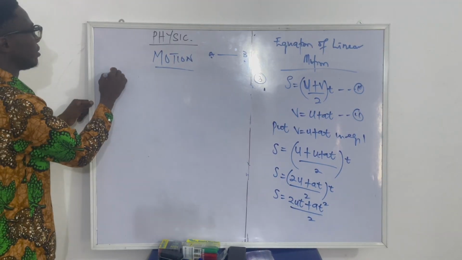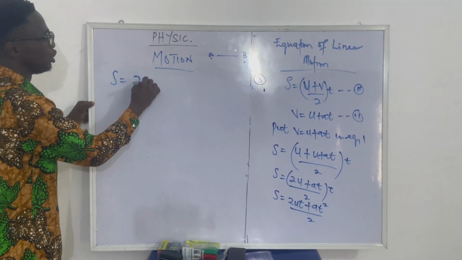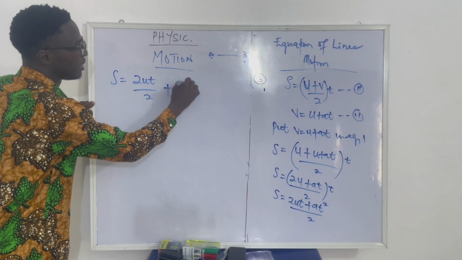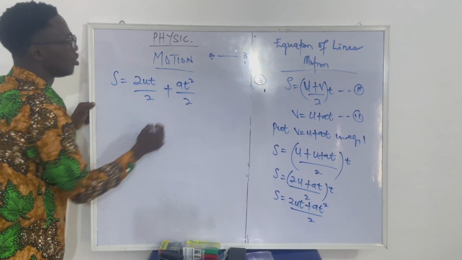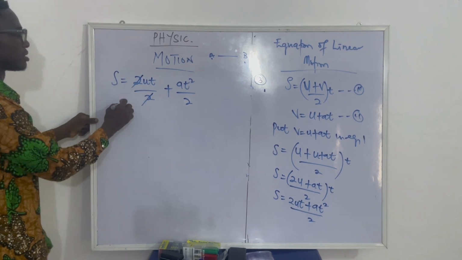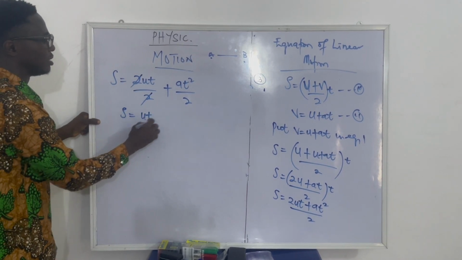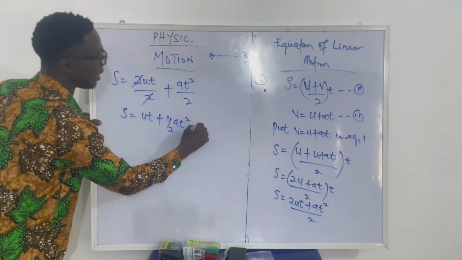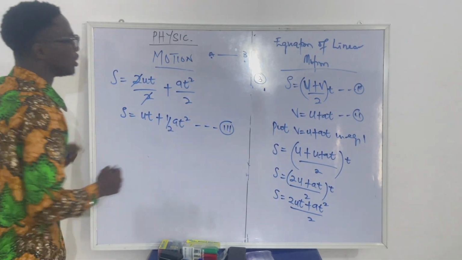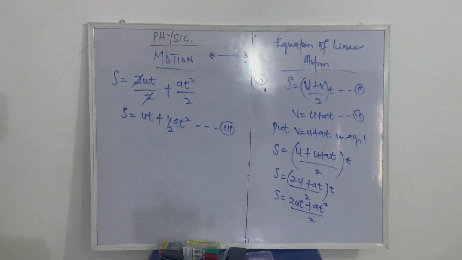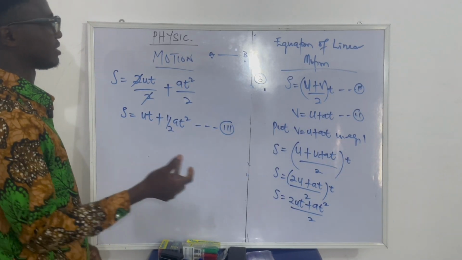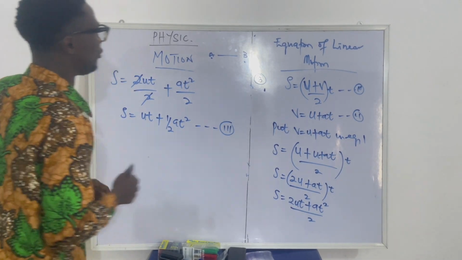So we have x equals to 2ut. We can put over 2 and what? At squared over what? Over 2. These two cancel this. S equals to ut plus, now I can say half at squared. So that's the what? Equation 3. I hope we'll understand how we got equation 3. Now we are going to move to getting equation 4.